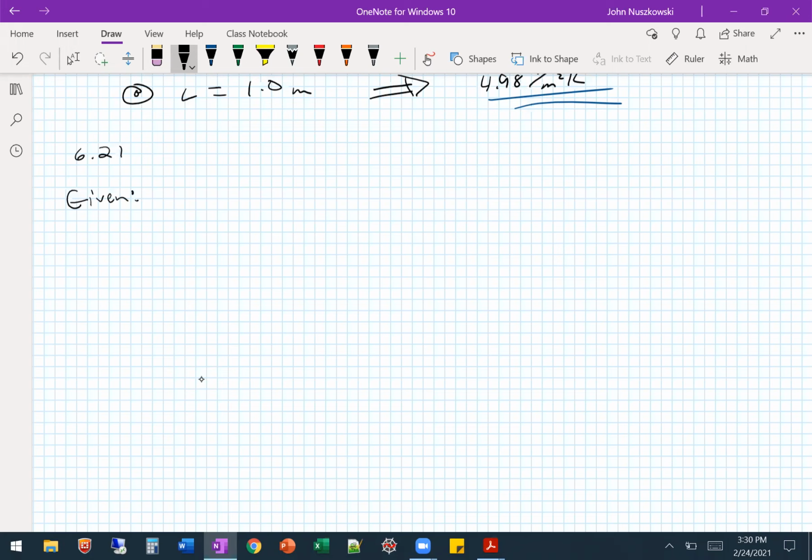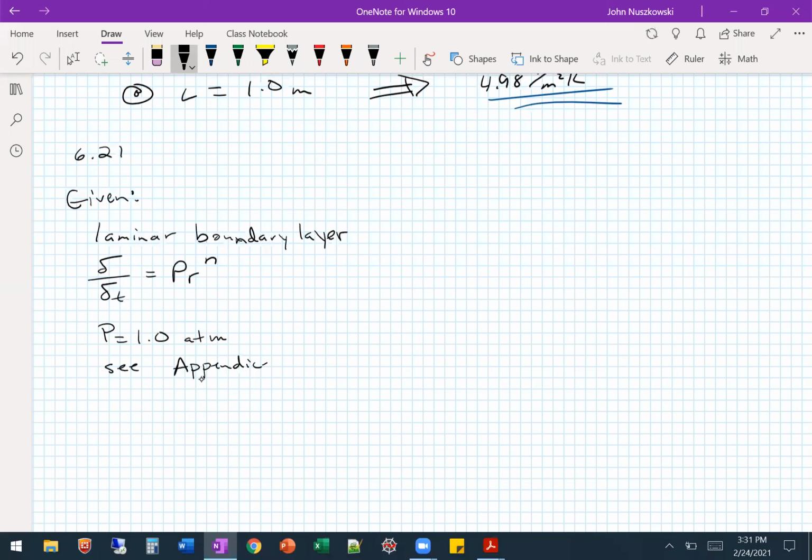Okay. All right, so we have a laminar boundary layer. The Prandtl number equation they gave us is this. Pressure is 1 atmosphere. And they say see appendices A4 to A6. Oh, and then they also give us the table. Well, I'll put that afterwards. Find missing table info.